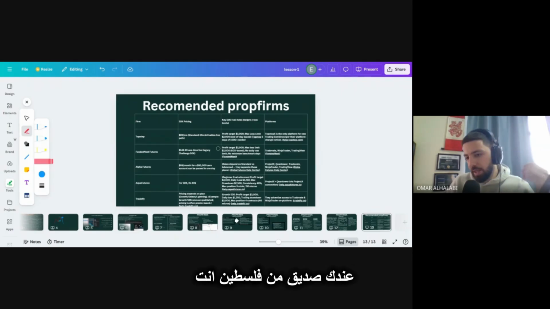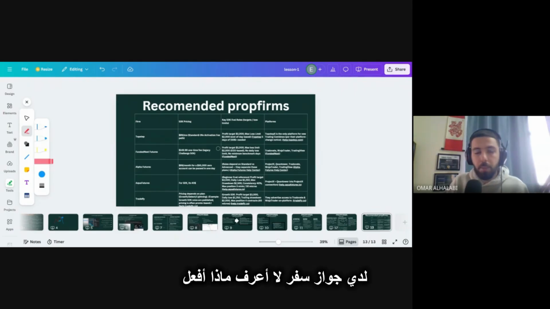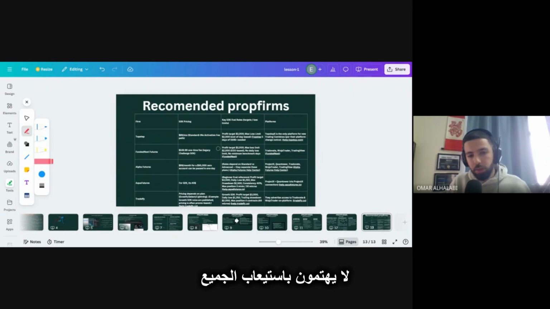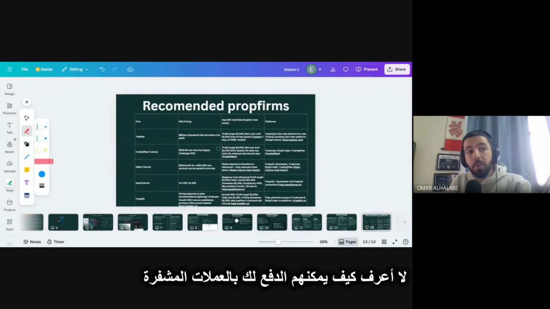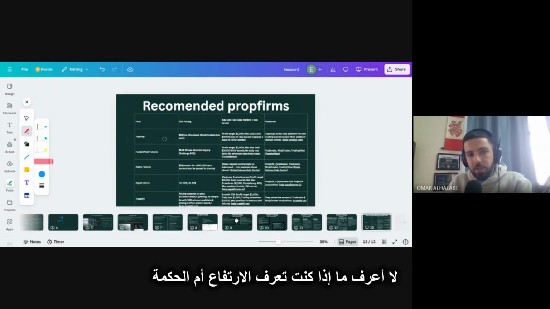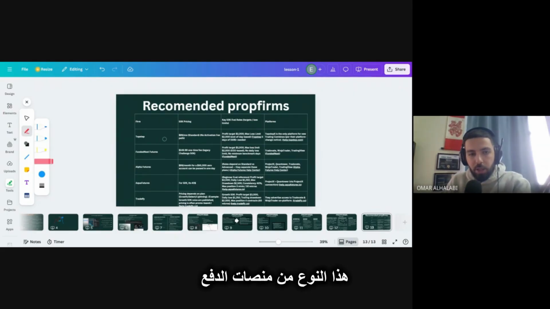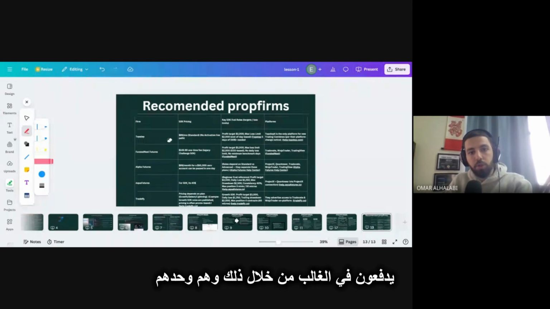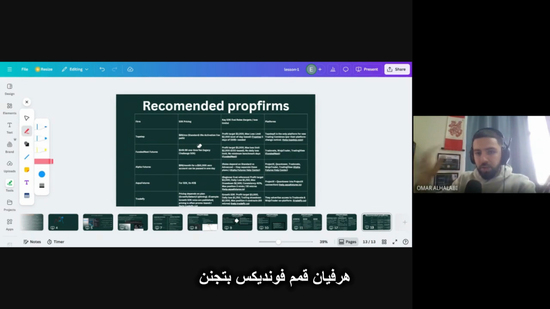So if you have someone from Palestine, someone from Lebanon without a passport, they don't care, they accommodate everyone. Plus they can pay you in crypto. Top Step mostly pays in Rise. I don't know if you know Rise or Wise, these kinds of payment platforms. They pay mostly through that. Fundnext can pay through crypto, through anything, literally.